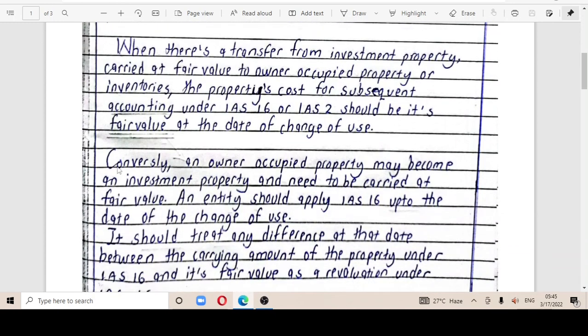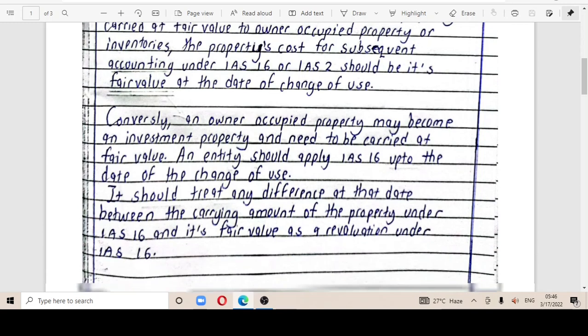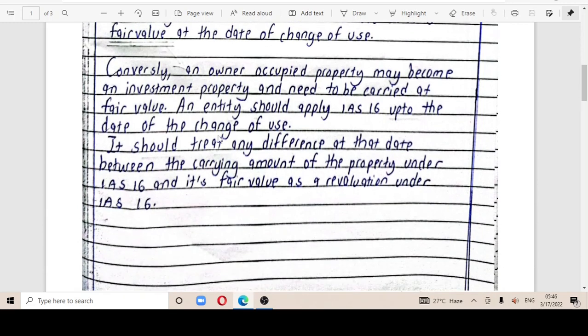Conversely, an owner occupied property may become an investment property and need to be carried at fair value. An entity should apply IAS 16 up to the date of the change of use. It should treat any difference at that date between the carrying amount of the property under IAS 16 and its fair value as a revaluation under IAS 16.